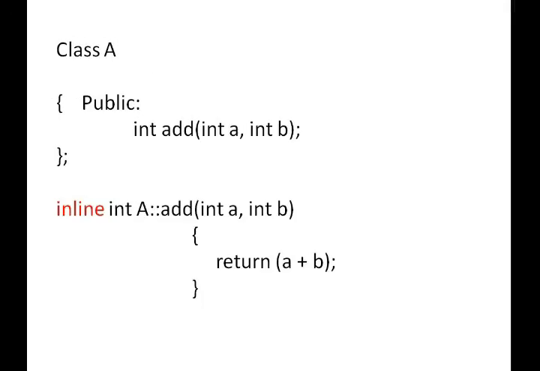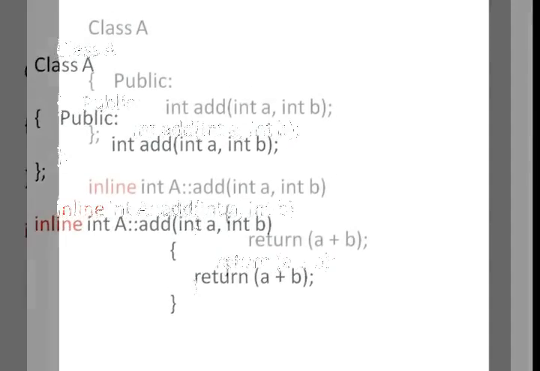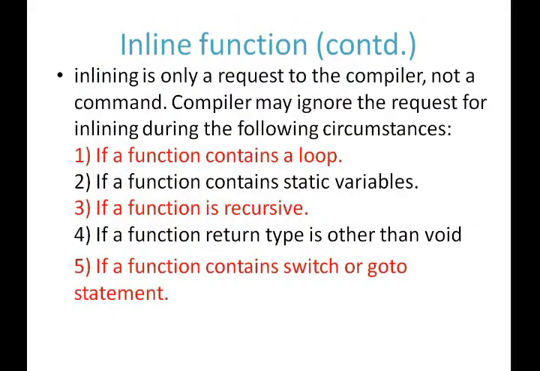This is an example, class A, and the body of the class is public int add, with 2 parameters. The add function is declared outside the class inline: int A scope resolution add. So the body of the function is defined here outside the class, but the function is inline. Inlining is only a request to the compiler, not a command. We are requesting the compiler to make the function inline.